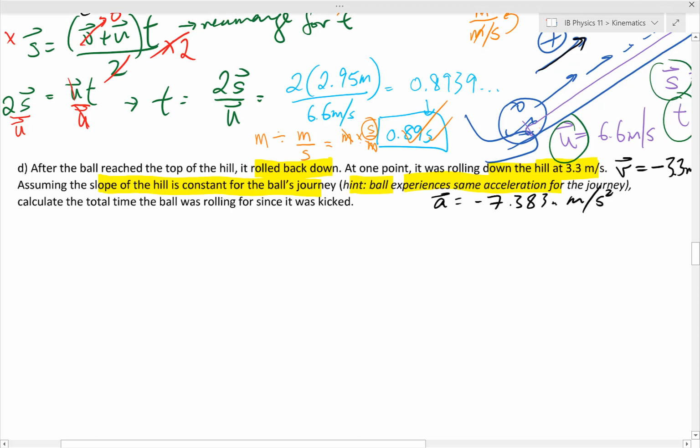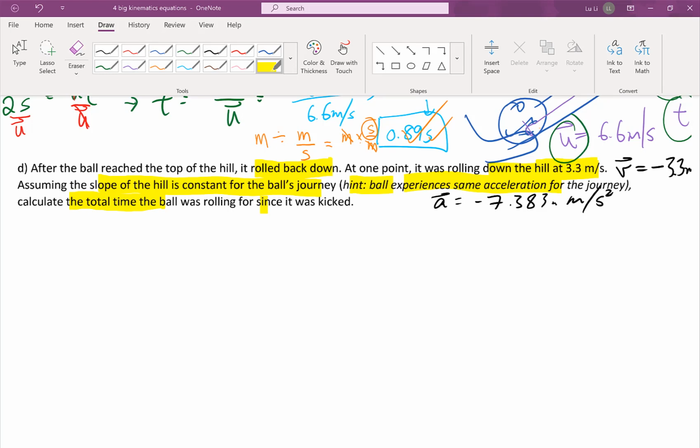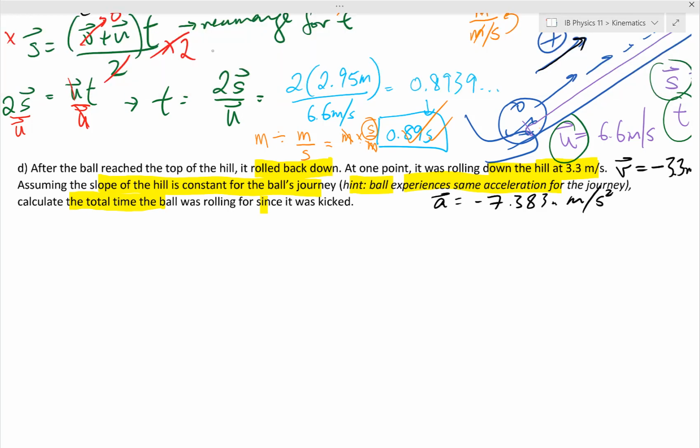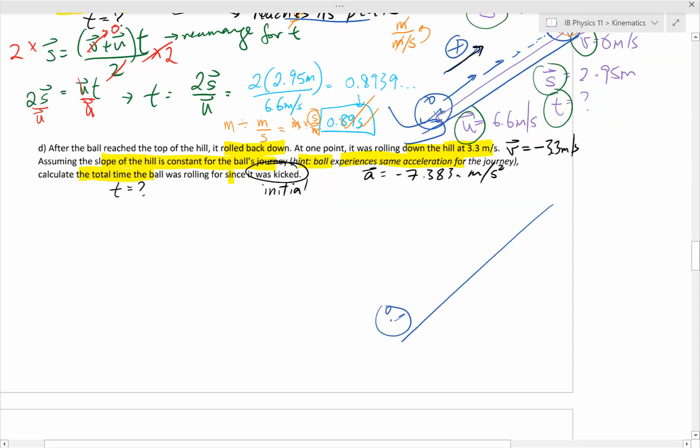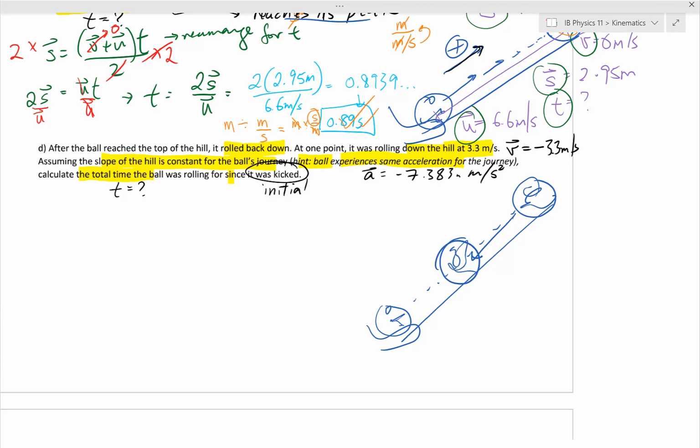Now the question is asking for the total time the ball was rolling since it was kicked. So the kicking is the initial point in time. This is the beginning, so we do need the initial velocity here. Okay, the ball starts off, it is kicked, goes to the top, and it comes back down. So the ball has actually gone a lot of distance, but the displacement is only from there to there.